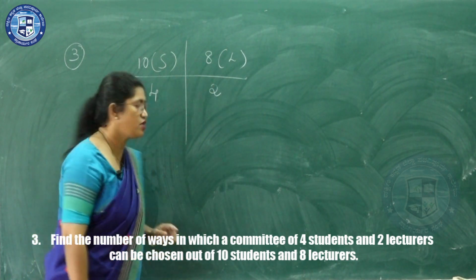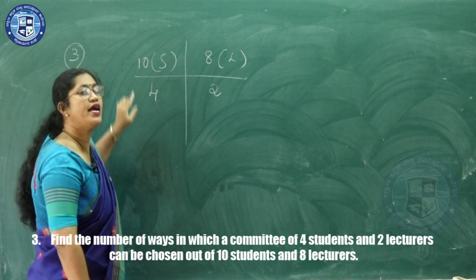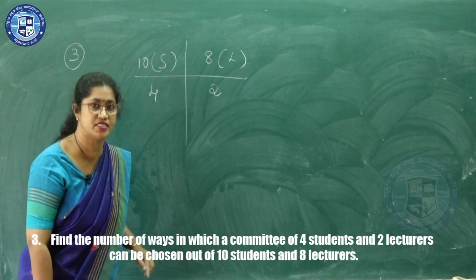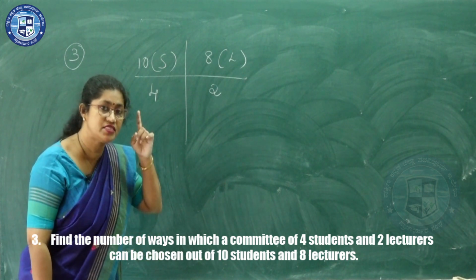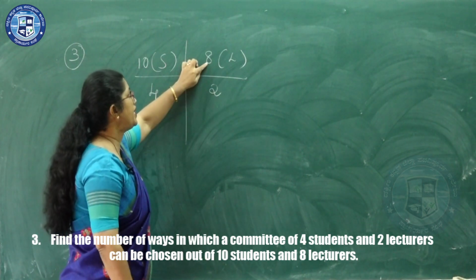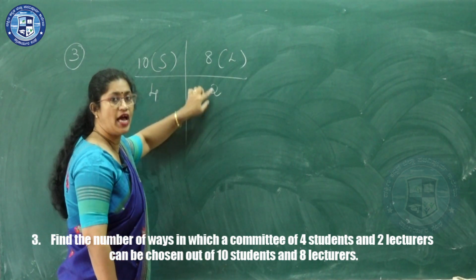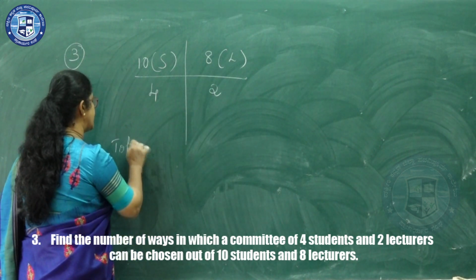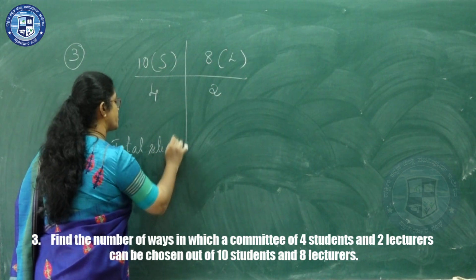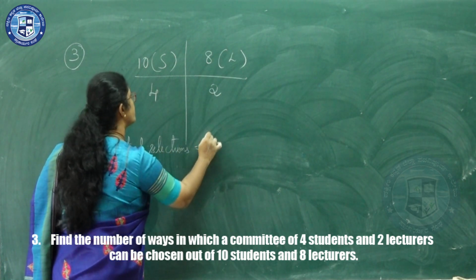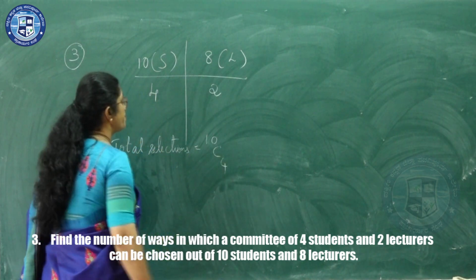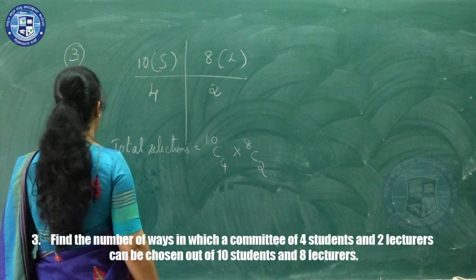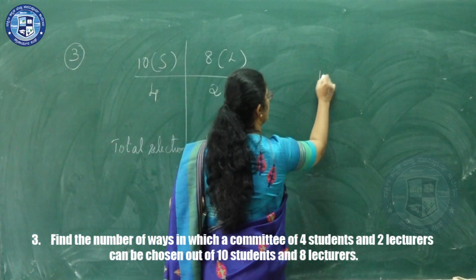So what do you notice here? From 10, I have to choose 4, and this can be done in 10C4 ways. And, meaning into, from 8, I have to choose 2, and this can be done in 8C2 ways. So the total selections is 10C4 into 8C2. Now we need to calculate what is 10C4.